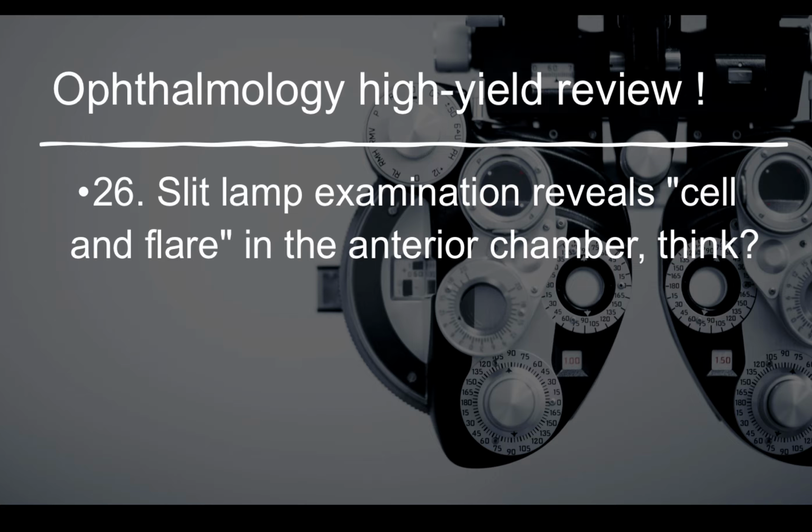26. Slit lamp examination reveals cells and flares in the anterior chamber. This should make you think of iritis. Cells and flares, iritis.